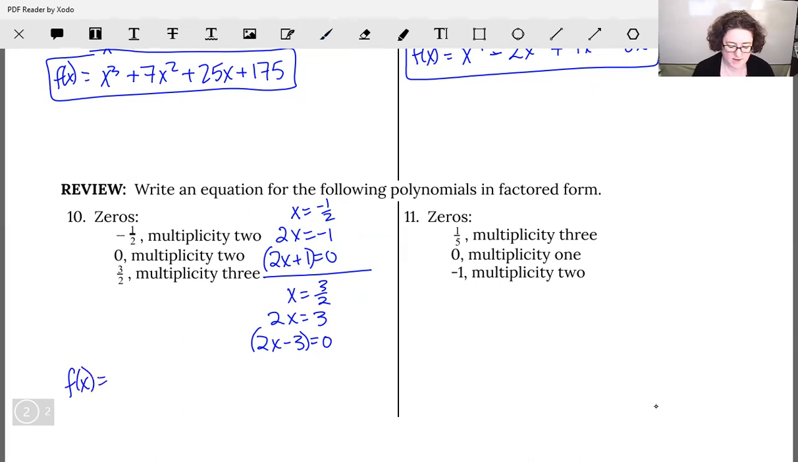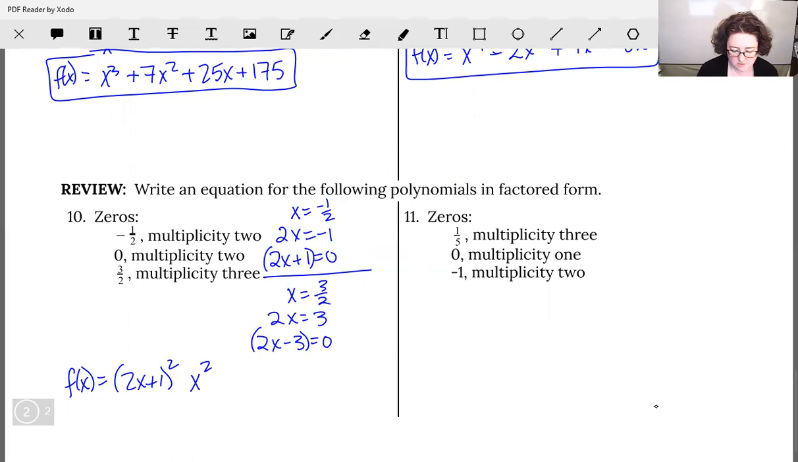So my negative 1/2 factor had a multiplicity of 2. So that means I've got 2 of these 2x plus 1s. Next one is a 0, literally 0, with a multiplicity of 2. So that's just x minus 0, or just a plain old x squared. And again, I could put that out front, or I can leave it where it is. Doesn't really matter so much.